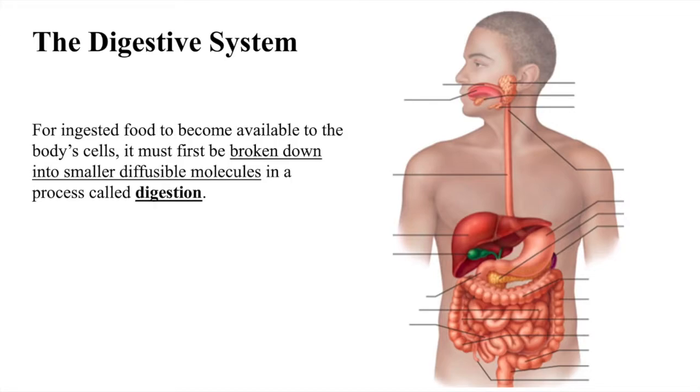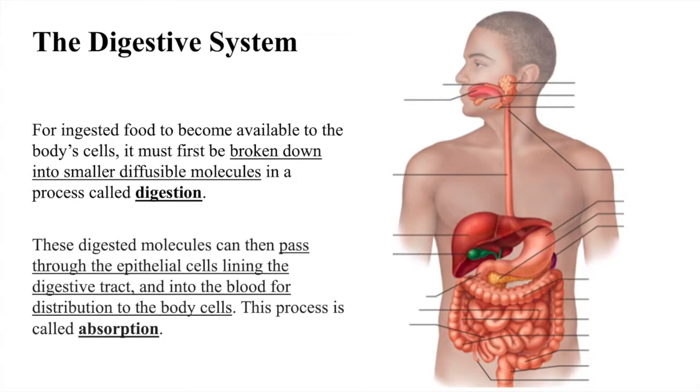For ingested food to become available to the body's cells, it must first be broken down into smaller diffusible molecules in a process called digestion. These digested molecules can then pass through the epithelial cells lining the digestive tract and into the blood for distribution to the body's cells. This process is called absorption.